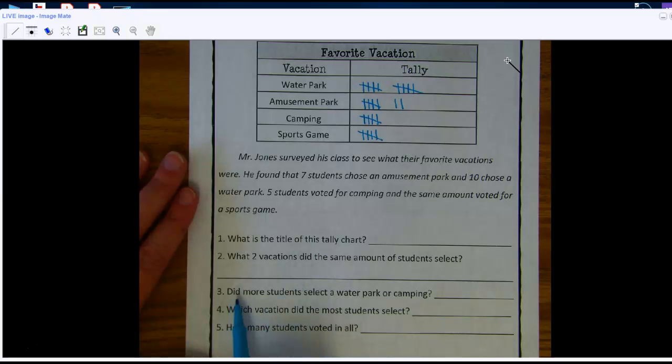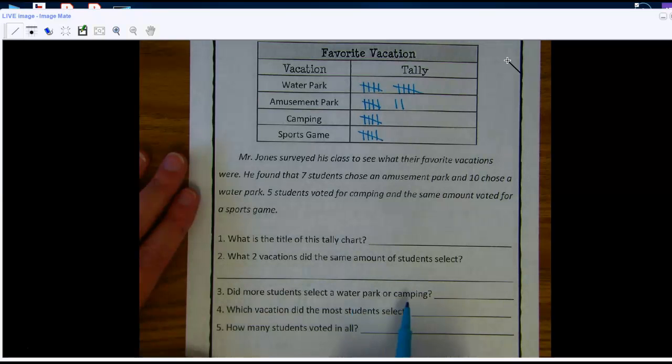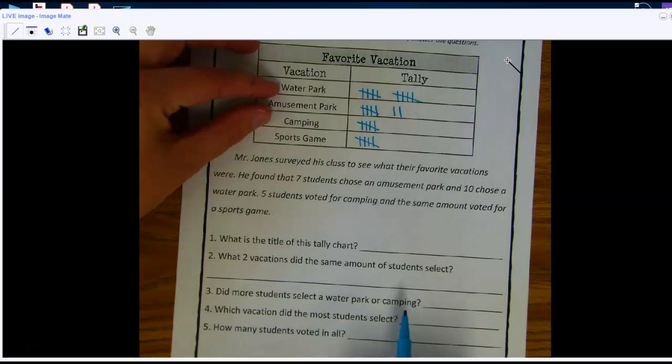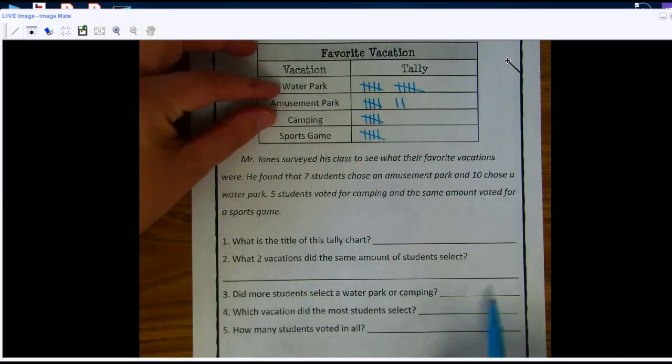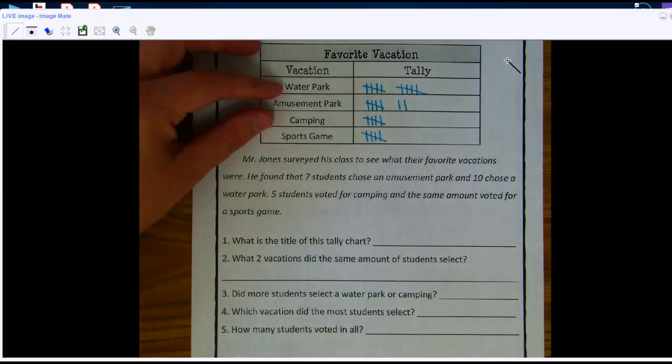Number 3, did more students select a water park or camping? Which one did they pick the most? Water park or camping? Here's water park, here's camping. Which one got picked the most? Write it here on the line. Which one got picked most? Water park or camping?